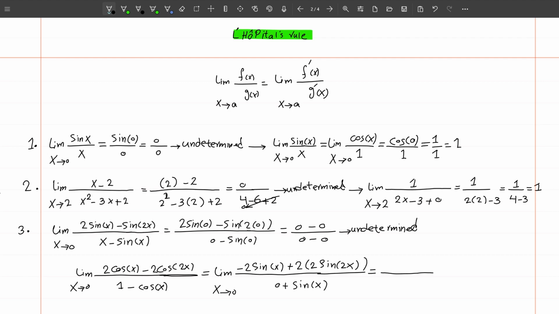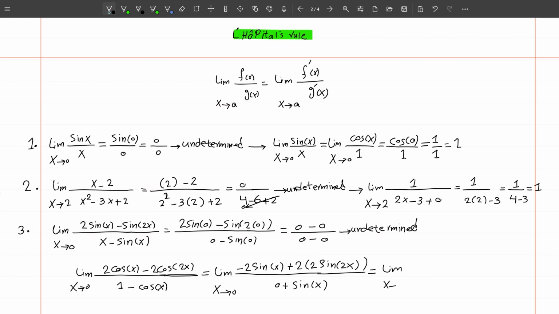Let's substitute in place of x 0. So negative 2 times sine of 0 plus 4, I multiplied these two numbers together, times sine of 0, over the sine of 0. So this thing becomes 0, times this thing is also 0, over 0. So this again is undetermined. We'll go ahead and use L'Hopital's rule a third time.